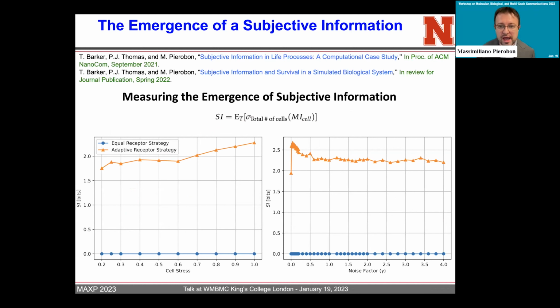We also measure what happens to the mutual information for the single individual.